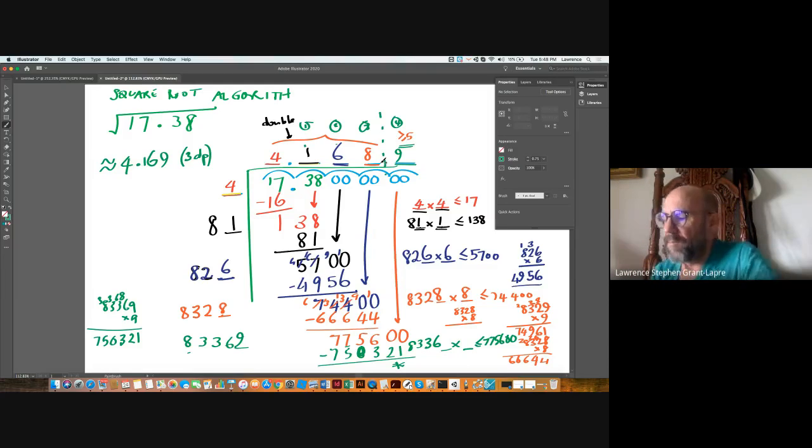And there it is. Pick up the calculator, try it. The square root of 17.38 equals 4.1689327. Okay, the calculator continues. There you have it. It's called a square root algorithm.